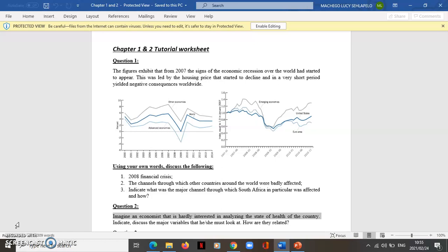Welcome to Economics 2A, and today I'll be going through the tutorial activity based on Chapter 1 and Chapter 2 with you guys, and also provide the possible solutions to the questions. Please note that this tutorial activity has been designed in a way that it will be easier for you to understand the 2008 financial crisis and its impact and effect on the economies of different countries, including South Africa.